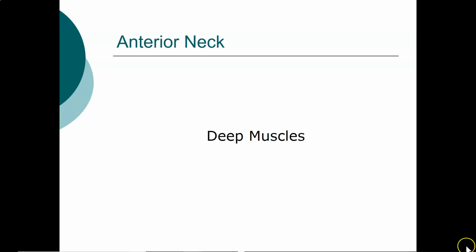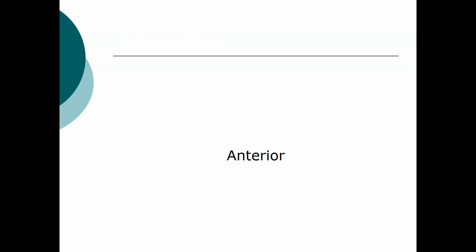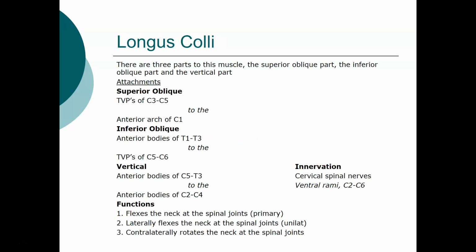The next group of muscles we need to talk about in the anterior neck are the deep muscles of the neck. So we look at the anterior first. We have something called longus colli. There are three parts to this muscle. There is a superior oblique part, an inferior oblique part, and a vertical part.